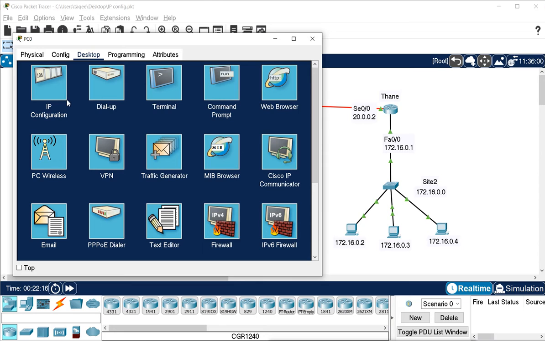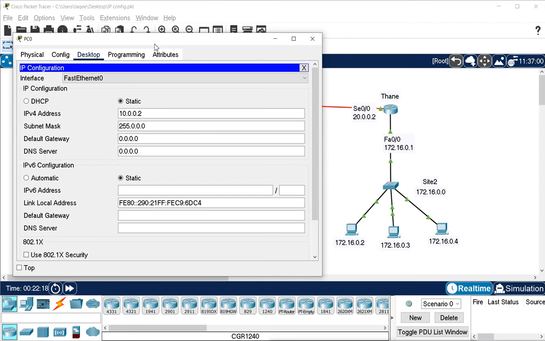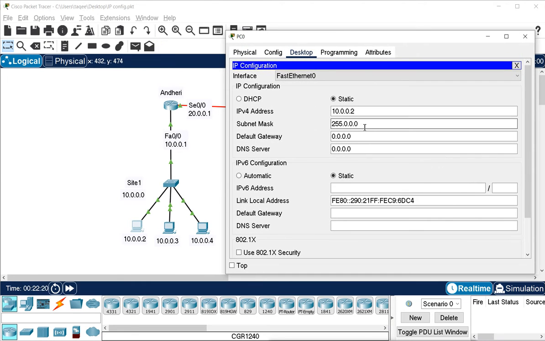So if I go to the IP configuration, I can see here the IP address we have configured, but the gateway we have not configured. This is very important. We have to configure the gateway, and we have to mention the IP address of the router, so that this machine will send the packet to the router if we try to ping some other network.